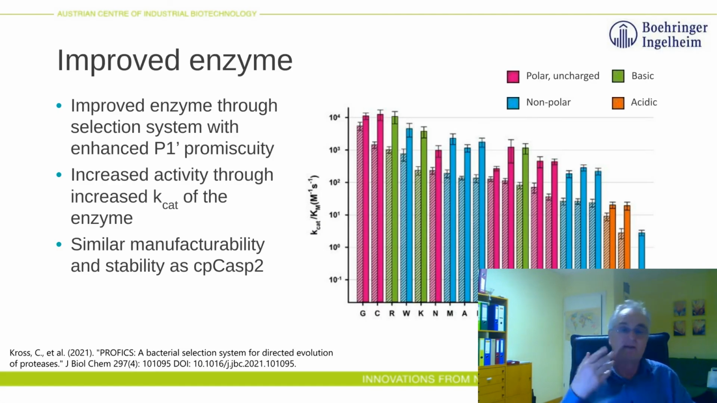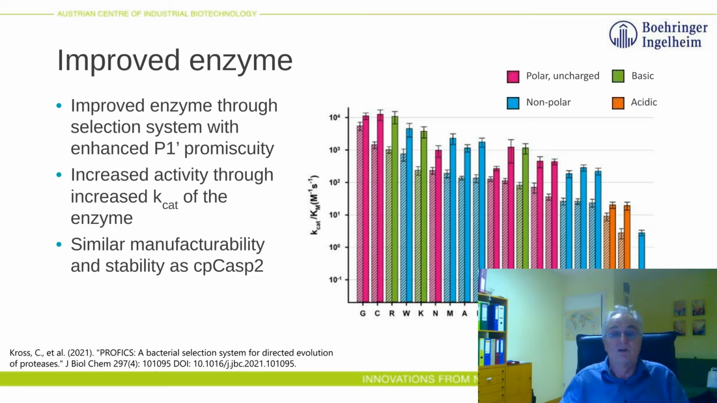I don't go into this selection system. You see here our recent publication, ProFix, a bacterial selection system for the directed evolution of proteases. We published this last year in the Journal of Biological Chemistry. So we could improve the enzyme. We increased the P1 promiscuity, increased the activity, and have a similar manufacturability and stability as the original CASP2.